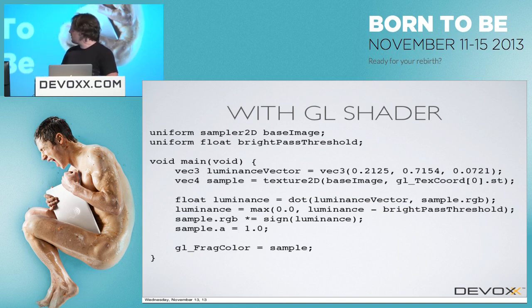With a GL shader, this is what you would do. Much nicer. You get your pixel. You can apply a dot product with the luminance vector. That gives you an image converted to brightness. You select via a threshold the pixels you are interested in, and that's what you get.